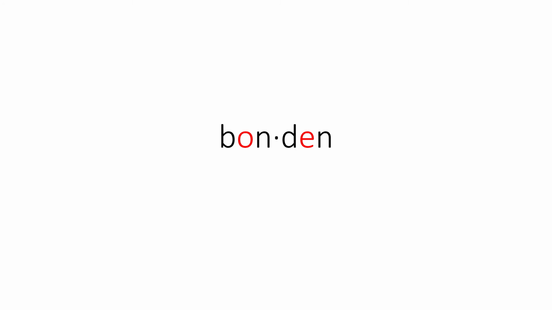Now we have to determine if the two syllables that we have are closed. The pattern is one vowel followed by one or more consonants. In this case, they are, because after the O we have an N, and after the E we have an N. So this word is pronounced bon-den, bonden.